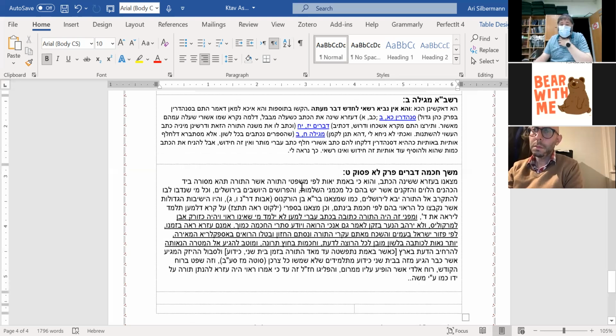But let's read what the Meshech Chochmah says. He says like this: Masanu be'Ezra sheshina k'tav. We found in Ezra that he changed the writing. והוא כי באמת יאות לפי משפטי התורה שהתורה תהיה מסורה ביד הכהנים ולוויים וזקנים אשר יש בהם כל מכמני השלמות. Right? So he says in truth, according to the Torah it should be passed down by the Kohanim and the Levim and the Zekenim, right? Because they have the real perfection. והפרושים היושבים בירושלים, right? And those who are in Yerushalayim, וכל מי שנדבו ליבו להתקרב אל התורה יבוא לירושלים. Anyone that wanted to come close to Torah would come to Yerushalayim.